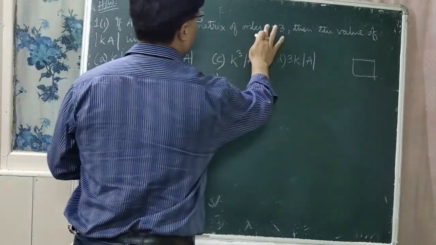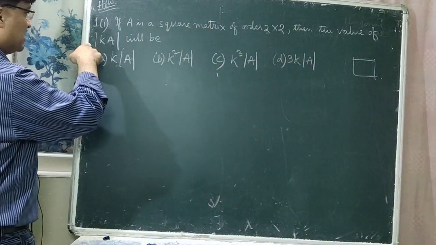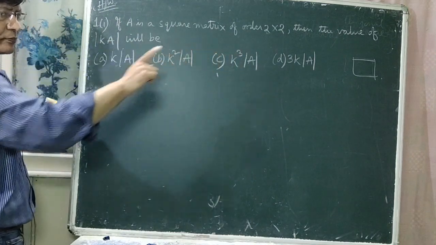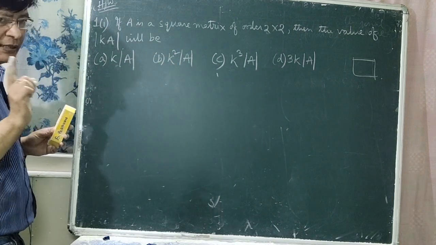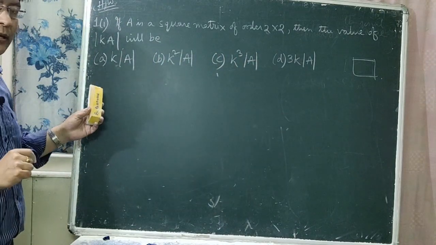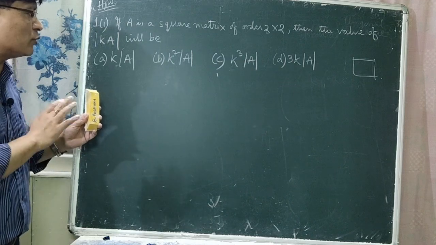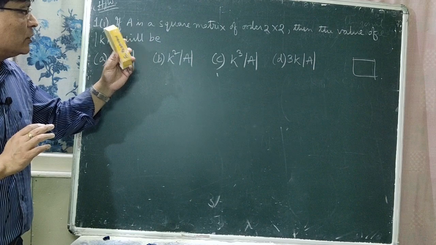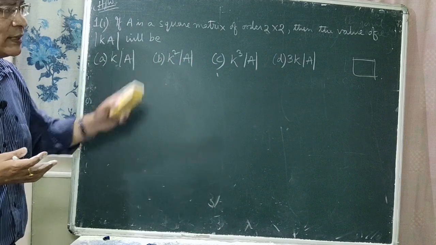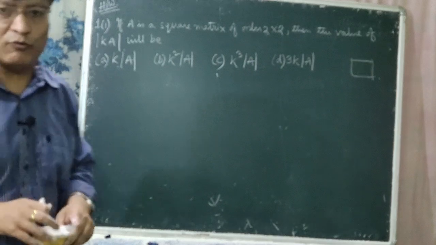If A is a square matrix of order 2 cross 2, then the value of the determinant or det of kA, or modulus of kA, will be, which is the correct option? Write it here. I gave you the hint also. B will be the correct option in that case, but you prove it. Just now I showed you one example of a square matrix of 3 cross 3. Likewise, you can do this problem, choose the correct option and write it in that blank box. Okay, so this is your homework.